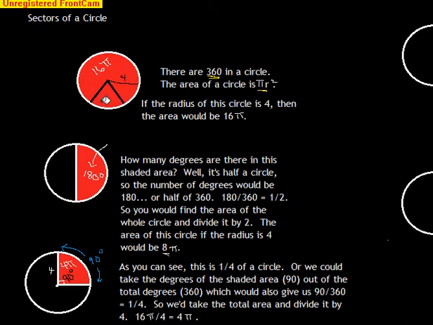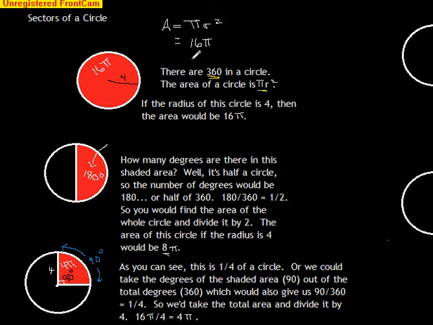But first, I want to review a couple of things you need to know. The first thing you need to know is that there are 360 degrees in a circle. The second thing you need to know is how to find the area of a circle. The area of a circle, in case you forget, is pi r squared. So if we have a radius of 4 in this circle, we can easily find the area because you would just take 4 squared, so that would be 16 pi, the area of the circle.